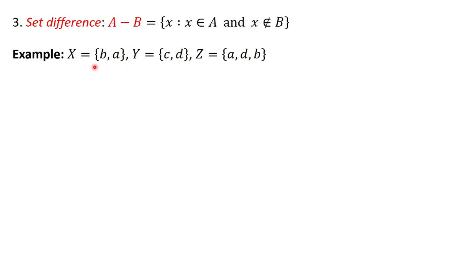Okay, ito yung example natin kanina. What is Z minus X? Start with Z, A, D, B. Pag nakita mo siya sa X, tatanggalin mo siya. So, si B ay nandito. So, tatanggalin natin itong B. Si A ay nandito. Tatanggalin natin A. So, matitira ay D na lang. Set containing D.